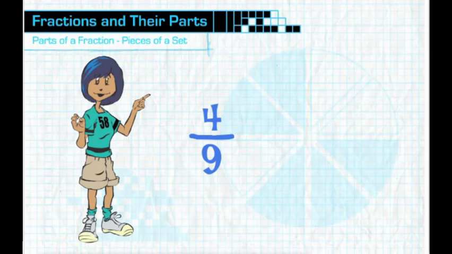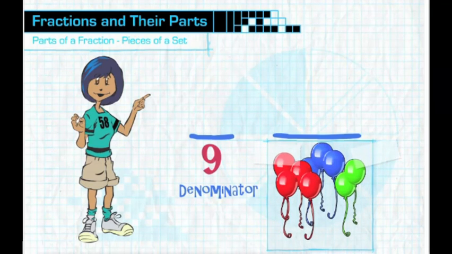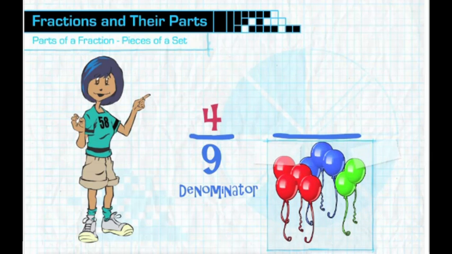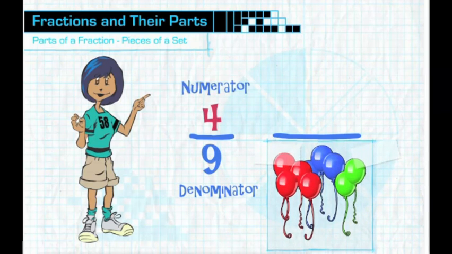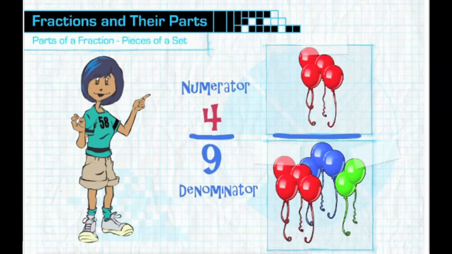Using 4/9 of a bunch of balloons and bars as visual aids, you can see how to represent that fraction. 9, the denominator, is below the bar and shows how many balloons there are altogether. Notice that 4, the number above the bar, is the numerator. It shows us how many red balloons there are.